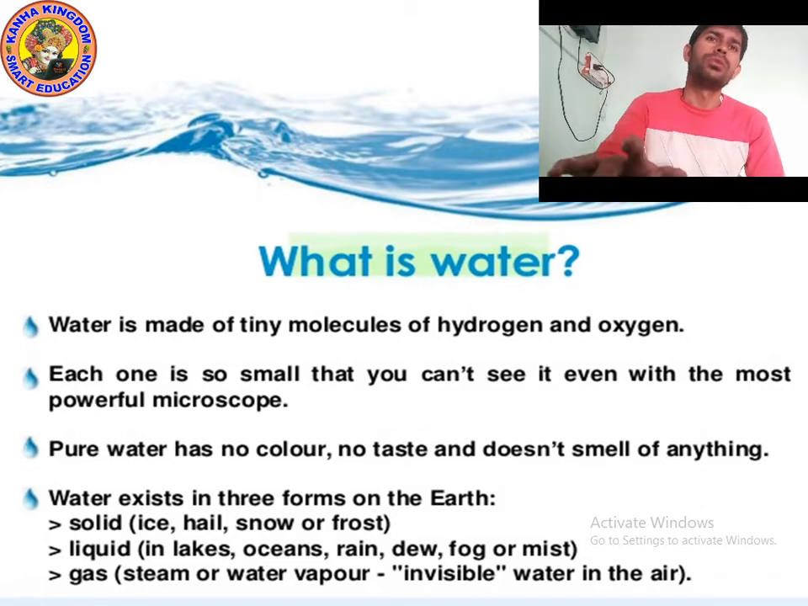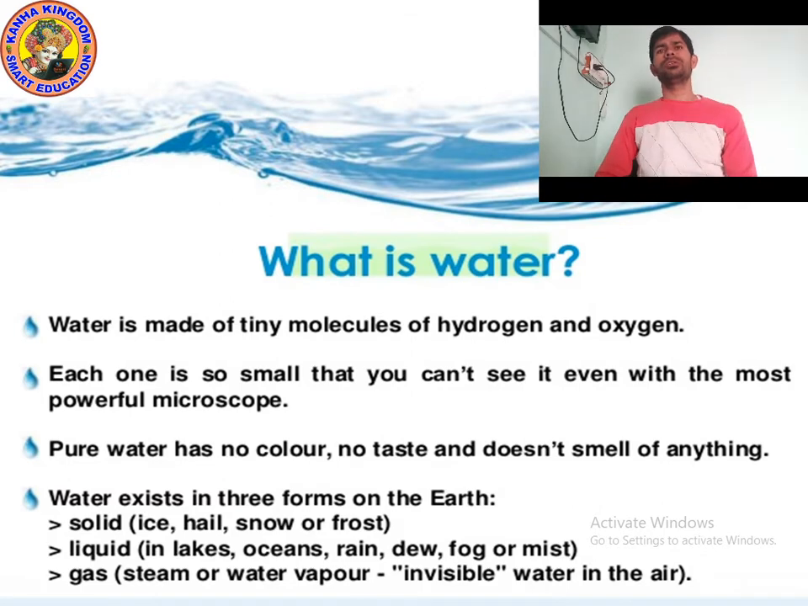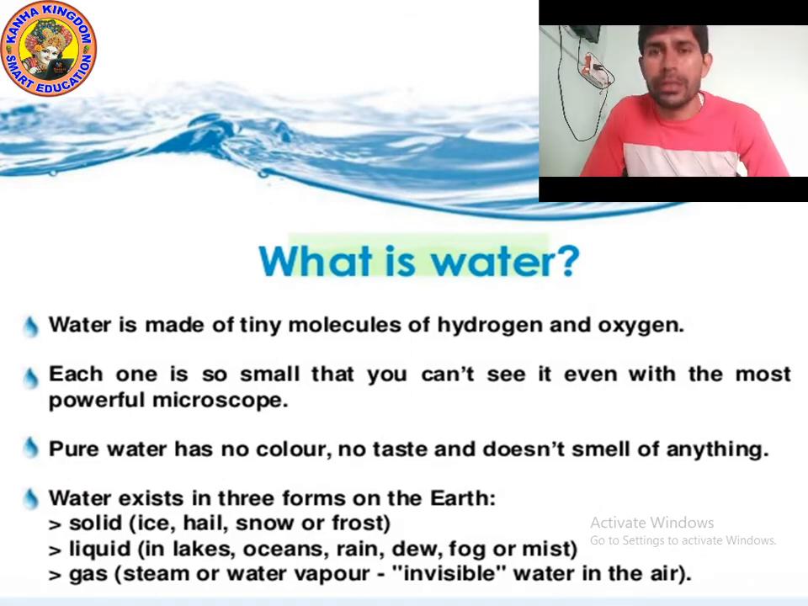Okay, so now the question is, where can we get water? Where is water available? 97% of water on the earth's surface is in the world's oceans. Yes, 97% of water is available in the ocean, but it is not usable. You cannot drink it.